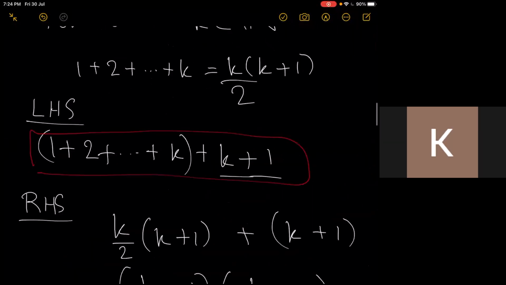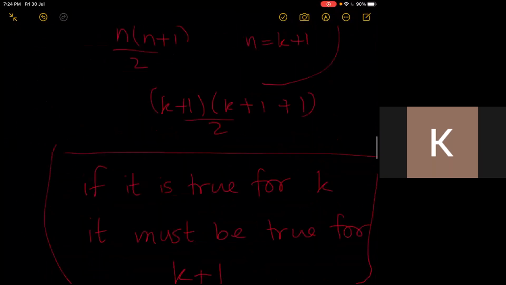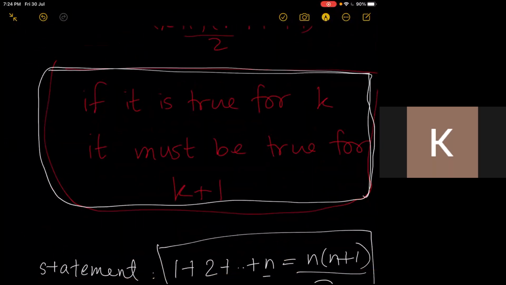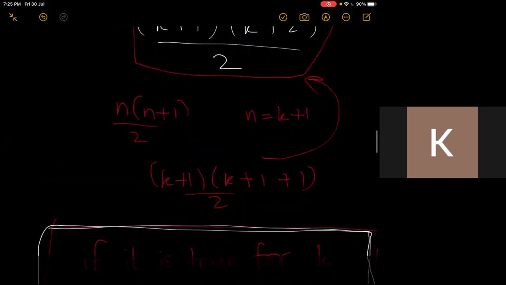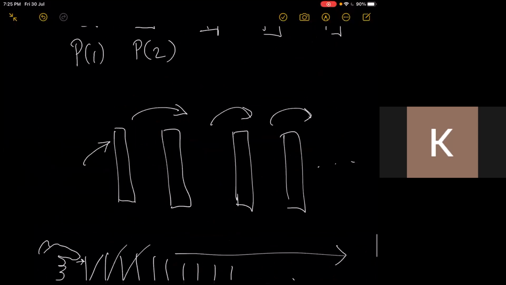Now we have to check if this is true. If it is true for some number, then it must be true for the next number. If you can prove this statement anyhow, and then you check one base case, then everyone will be true. It will always be true. Right? Did you understand?